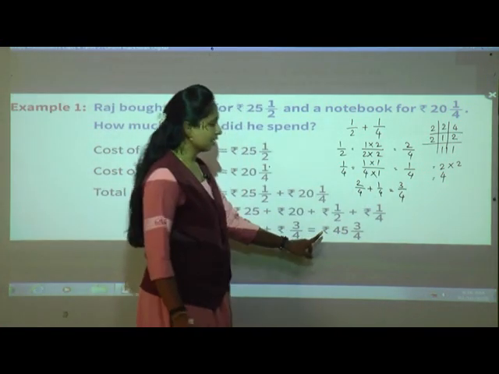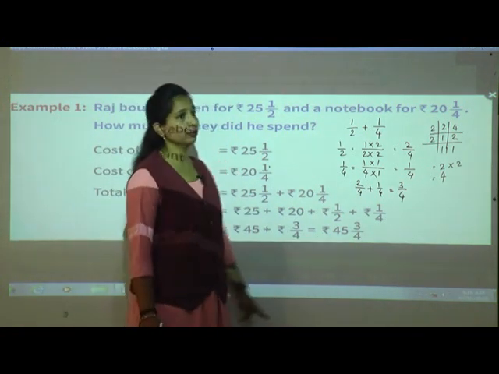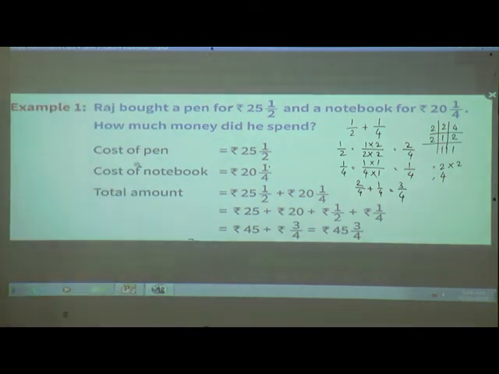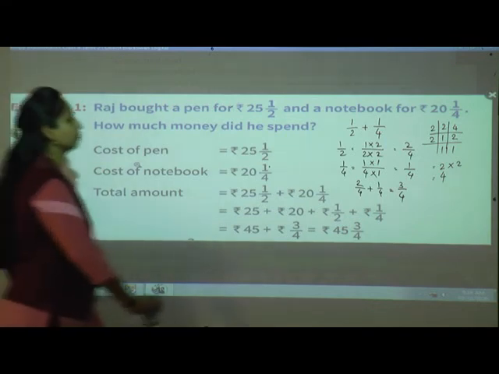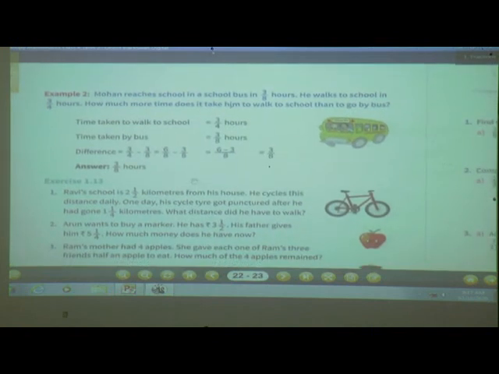Now you can see the final answer is rupees 45 3 upon 4 money he has spent in all. Clear? Clear till here? Yes, very good. Now I'll explain one more example. See the second question.